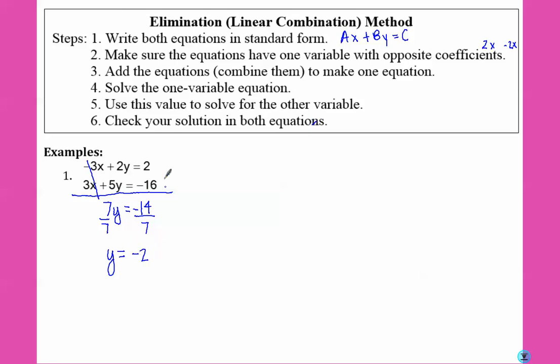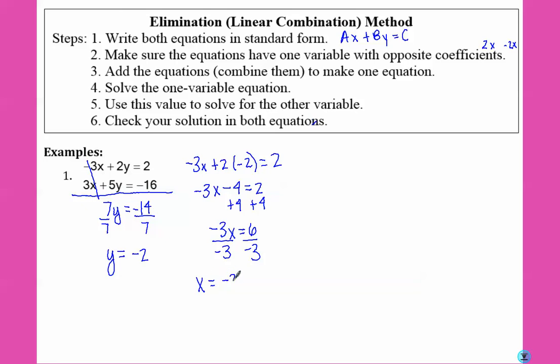Now we're going to use this and plug it back into one of these equations. I'm just going to use the first one because it's first. I'm going to plug negative 2 in where the y was. And now we can solve for x. 2 times negative 2 is negative 4. Add 4 to both sides. Negative 3x equals 6. Divide both sides by negative 3, and x equals negative 2. So our final solution is x is negative 2 and y is negative 2.